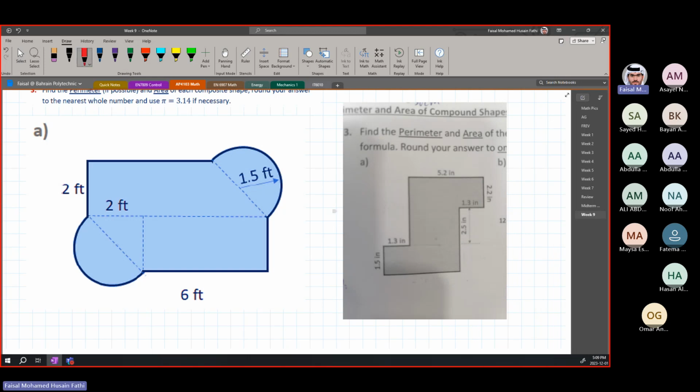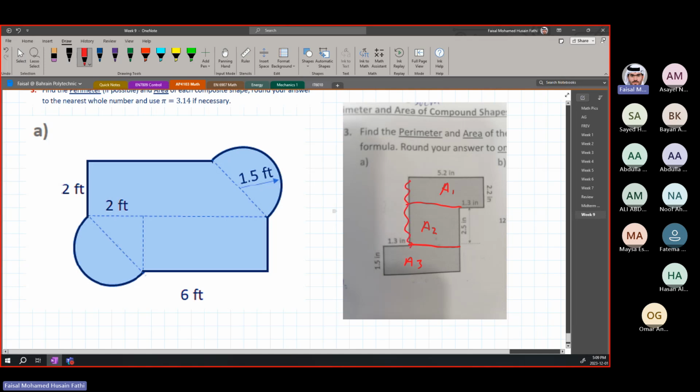Okay, you will split it here, and you will split it here. This is going to be your area 1, area 2, area 3. They are simple shapes. You will add them all up, and you'll find your total area. Same thing for the perimeter. You're going to look at the sides and the opposite sides, and then you're going to compare, and you will find out the sides. Same thing for the bottom.